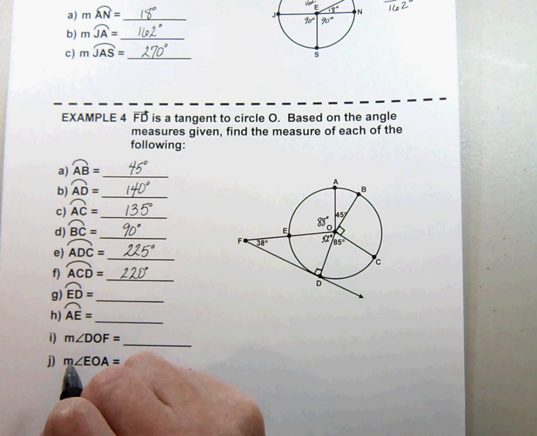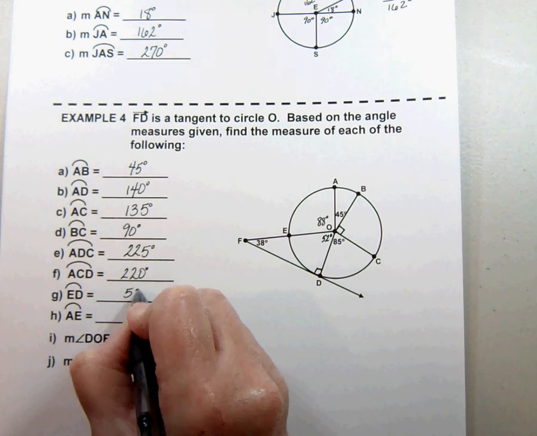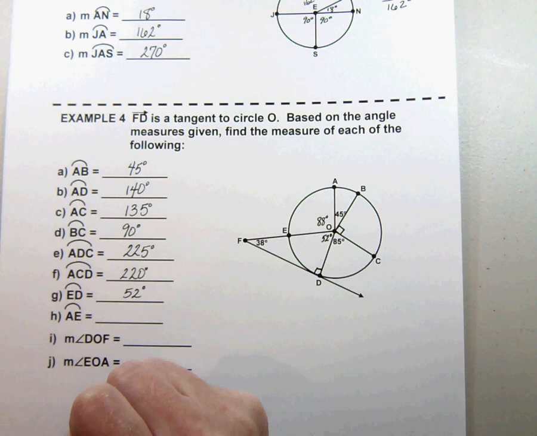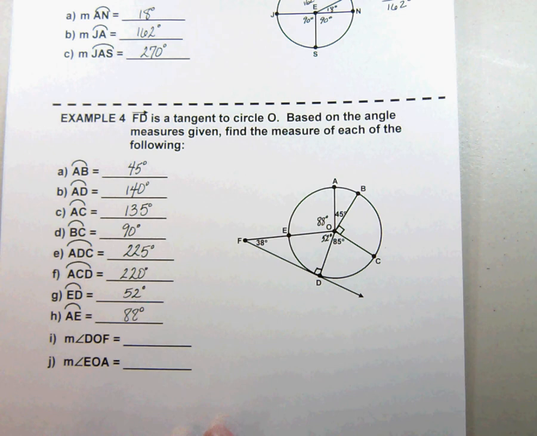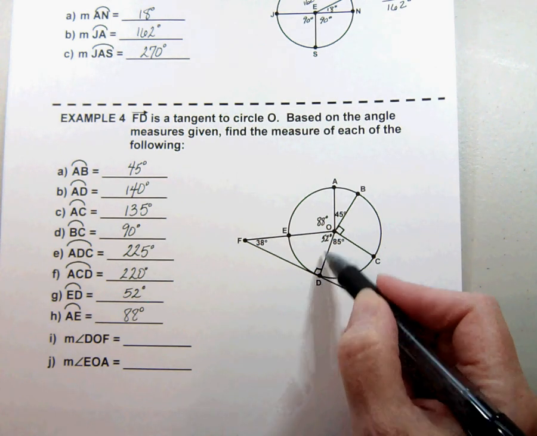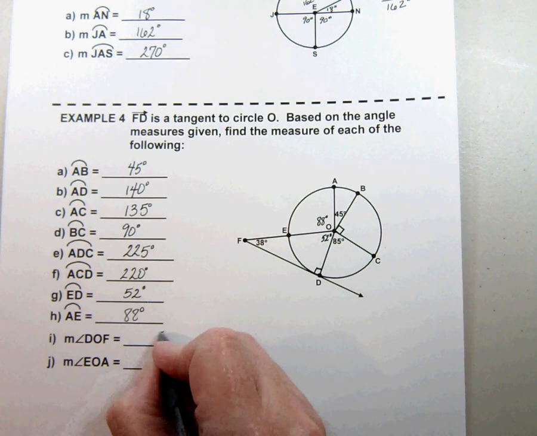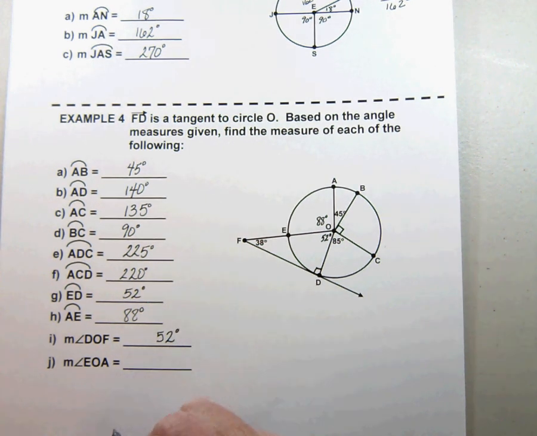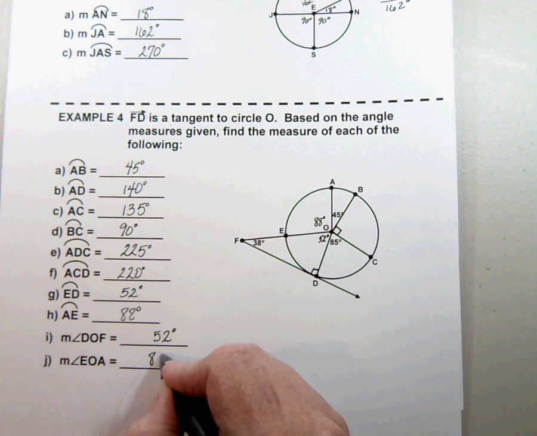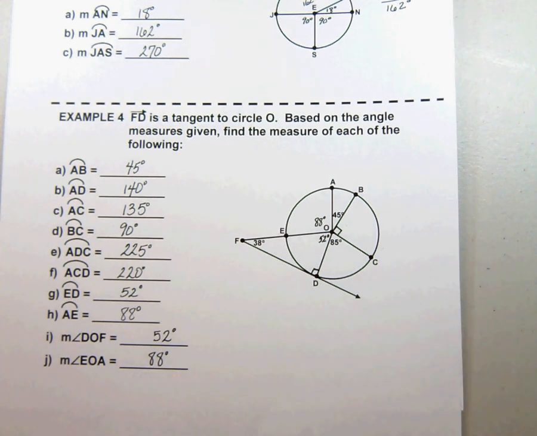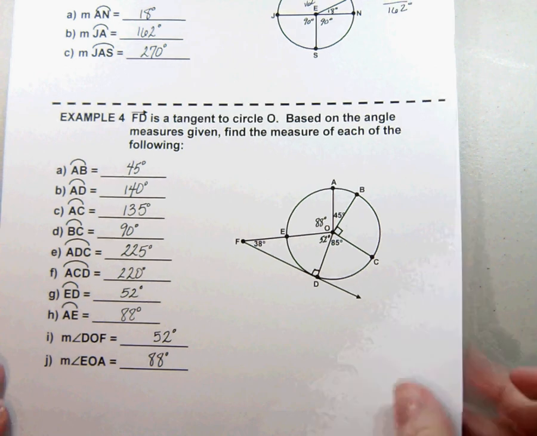For ED, arc ED has a central angle of 52. AE has a central angle 88. The measurement of DOF, that's a central angle. DOF, look at where it's going. It's going from D to O to F, and we did that a minute ago. That's 52 degrees. And then EOA, where's EOA? EOA, we did that one too. That's 88 degrees. Let me know if you have questions about that one.